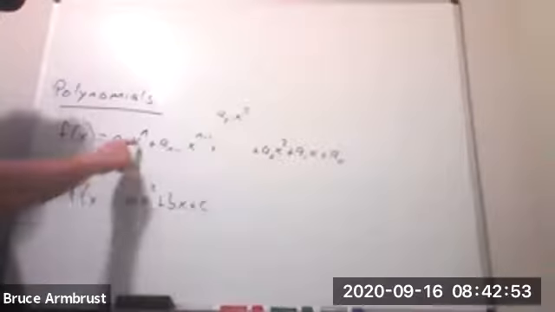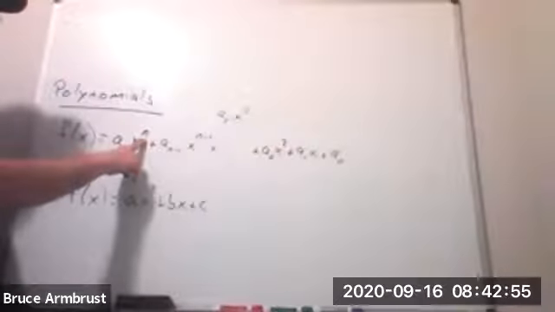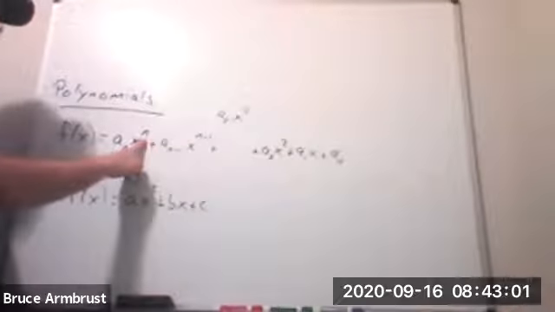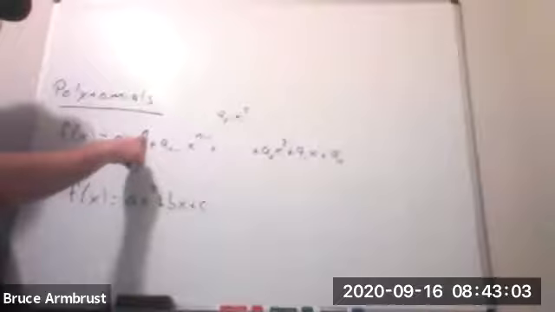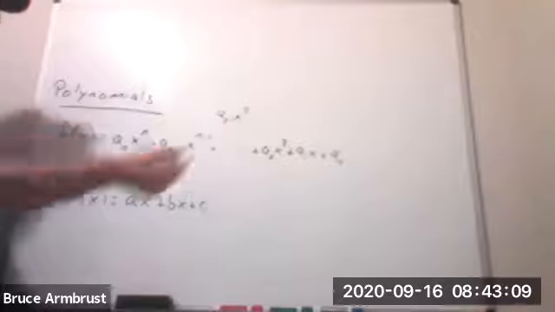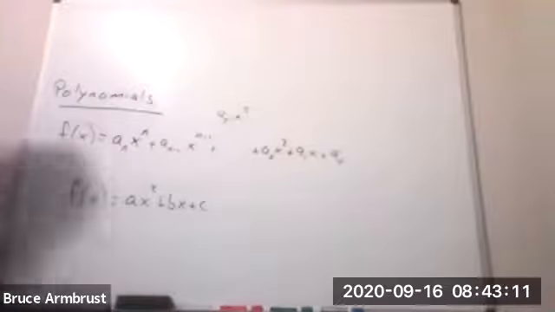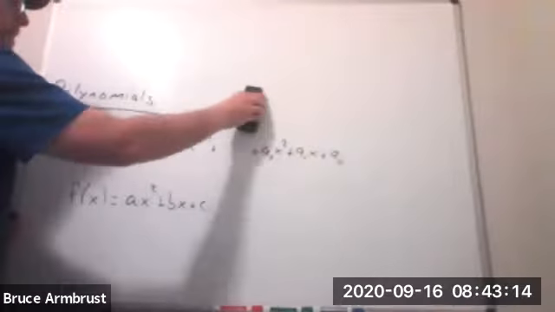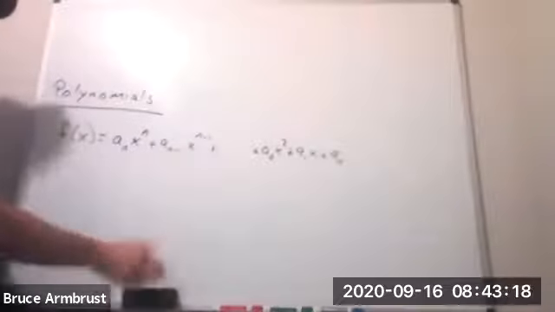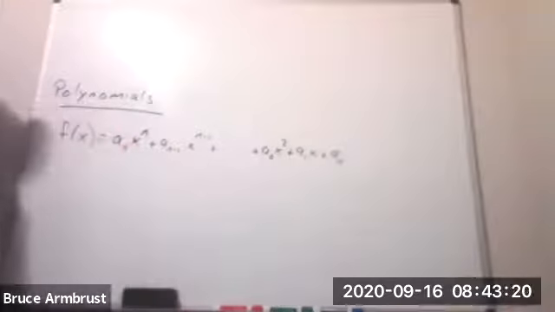If this is quadratic, n is 2. If it's cubic, n is 3. But what if I want a 37th degree polynomial? So I'd have x to the 37, my n would be 37. So the next one would be 36, 35, and so on. So this is the real mathy, generic way of representing any polynomial.